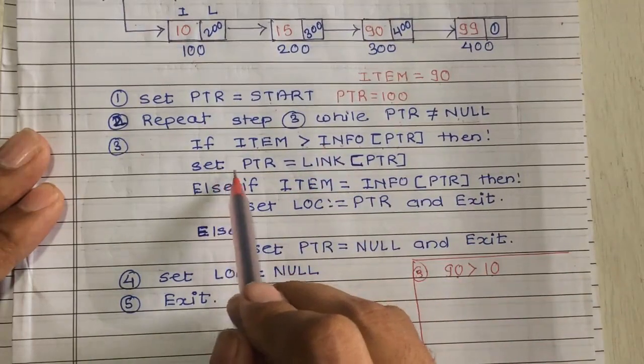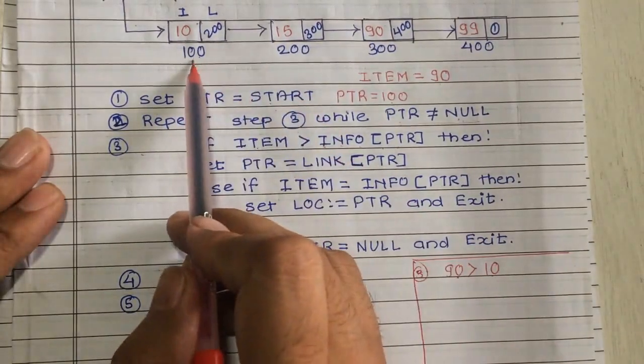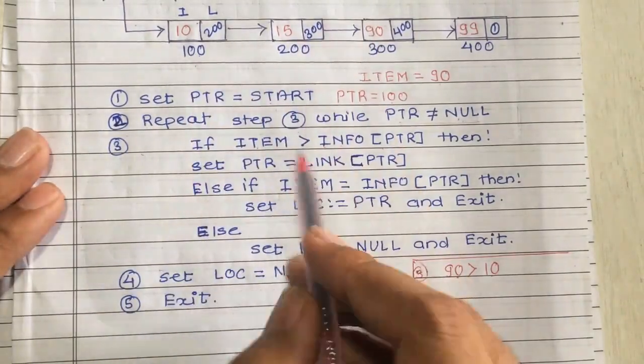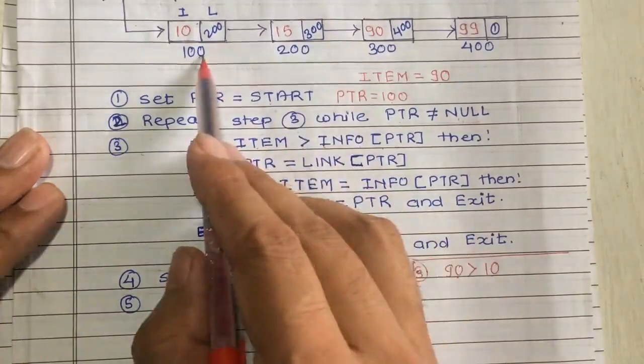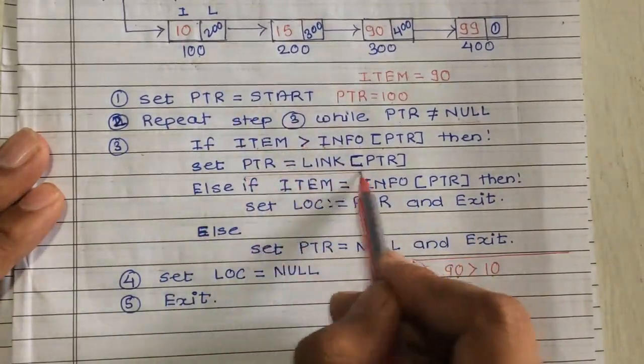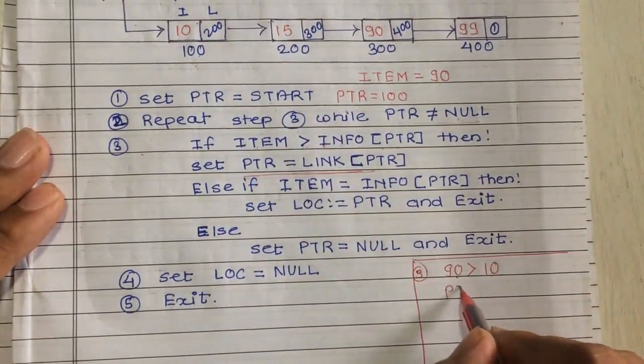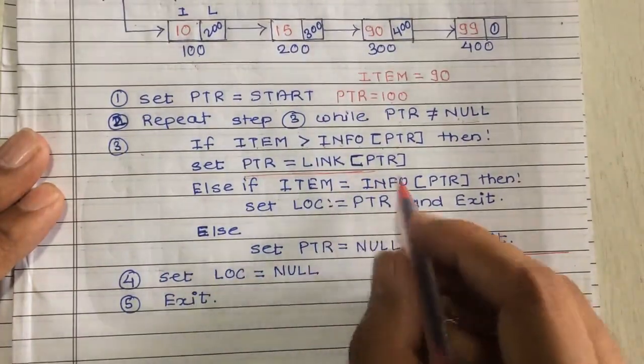What do we have to do? At this location we have not found the element for which we are searching. So what do we have to do? We have to simply move towards the next node. That's why we have written this step: PTR is equal to link of PTR.